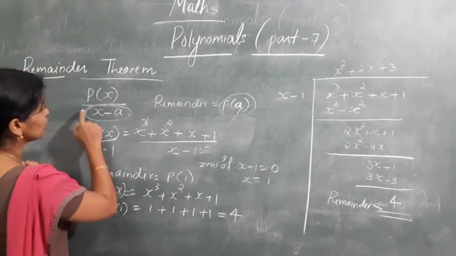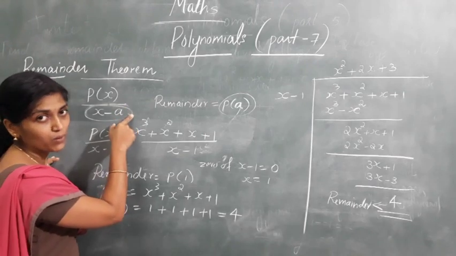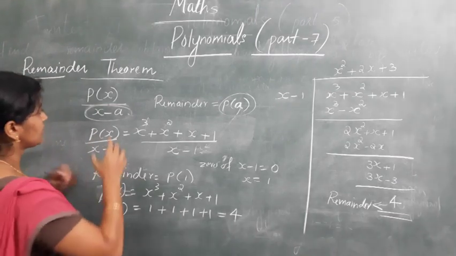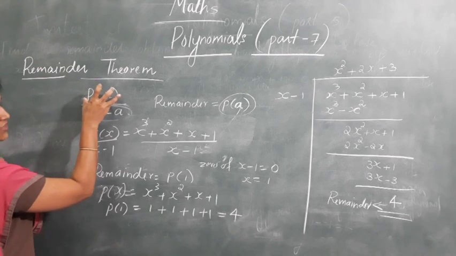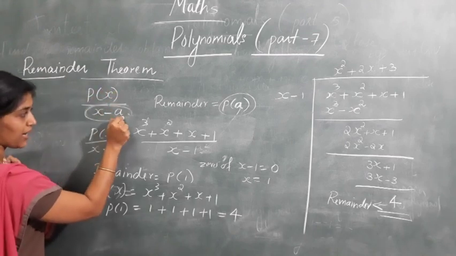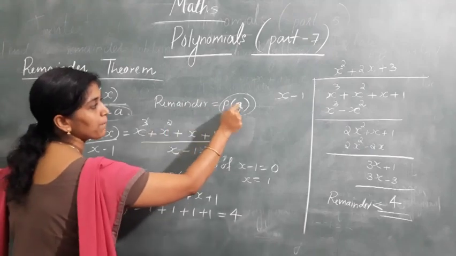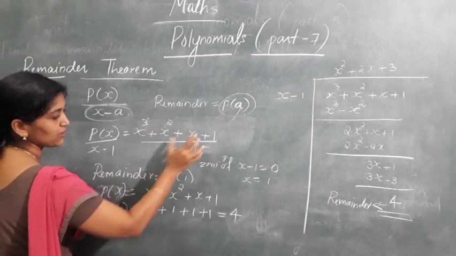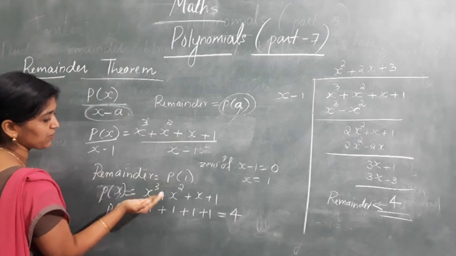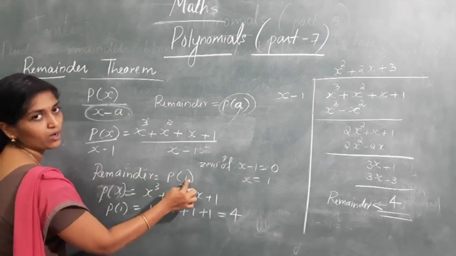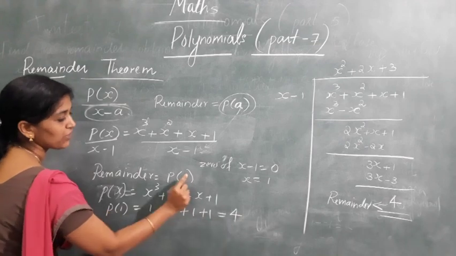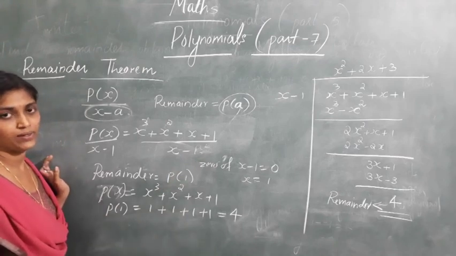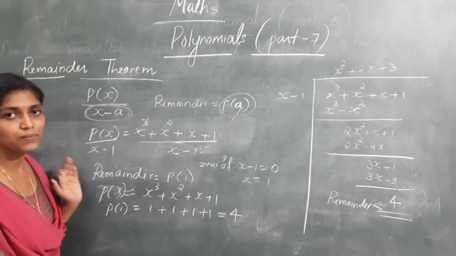But the thing is that you can divide only by a linear polynomial. The remainder theorem states only division by a linear polynomial, that is, a binomial. If P of x is divided by x minus a, then the remainder is equal to P of a. So P of x we took here is x cube plus x square plus x plus 1. We are dividing by x minus 1. What do we get as the remainder according to the remainder theorem? It is P of 1, which is equal to 4, isn't it? From where are we getting this 1? 1 is the 0 of this polynomial x minus 1. Is it clear now? That is the remainder theorem.